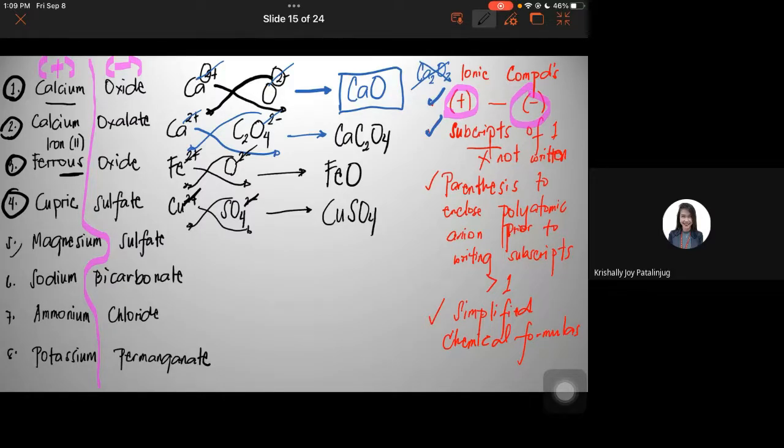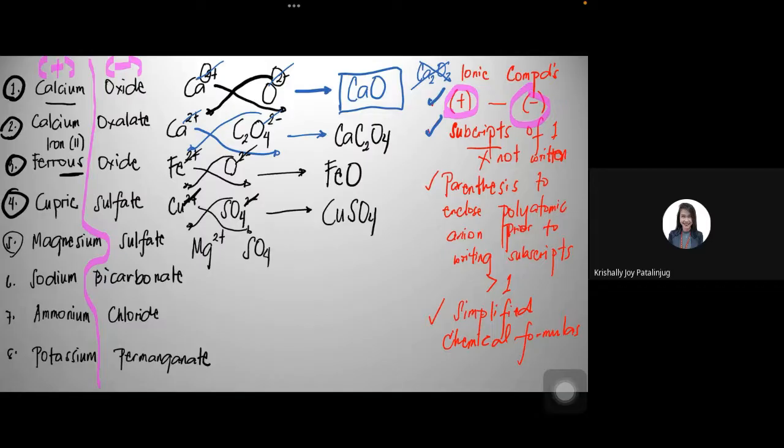Next, magnesium sulfate. So magnesium is Mg2 plus. Then sulfate, it's written above, SO4, 2 negative. Simplify again. Cancel out the opposite charges with the same value. So that's equivalent to 1, subscript of 1, so not written anymore. Final answer would be MgSO4.